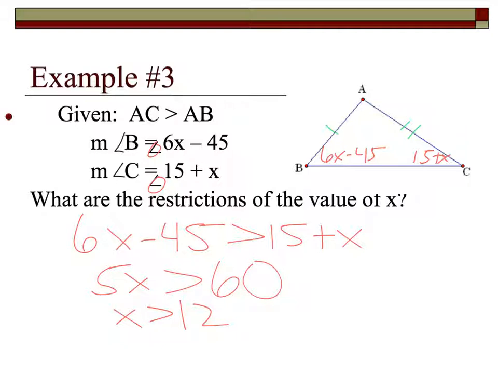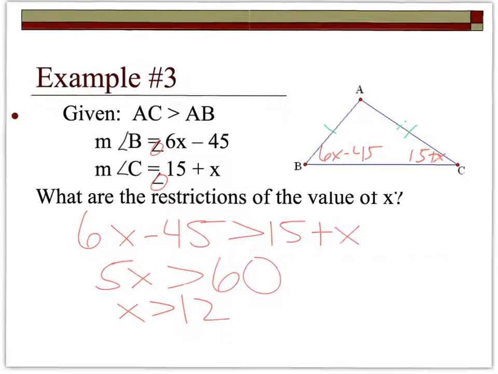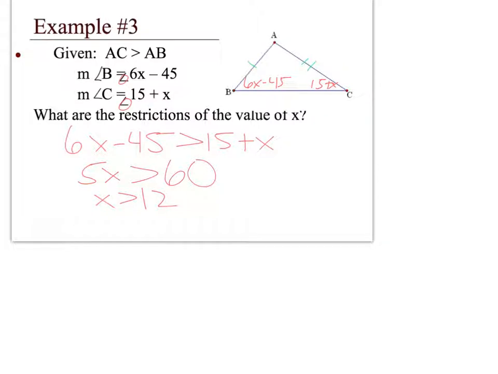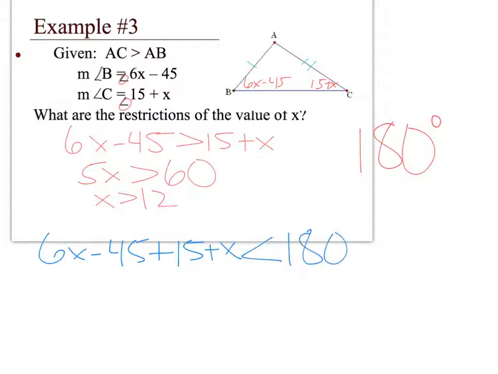So what's limiting me from just having whatever I want when I'm talking about the angles of a triangle? Well, how many degrees are in a triangle? 180 degrees, right? 180 degrees is the total for all the angles of a triangle. Well, I've got to have something for angle A, so we've got to set up another inequality that involves that. I know that 6x minus 45, this angle plus this angle, need to be less than 180, because if they're equal to 180, I have nothing for my angle A up here. We've got to leave something for our homie, angle A, right? So it's got to be less than that.